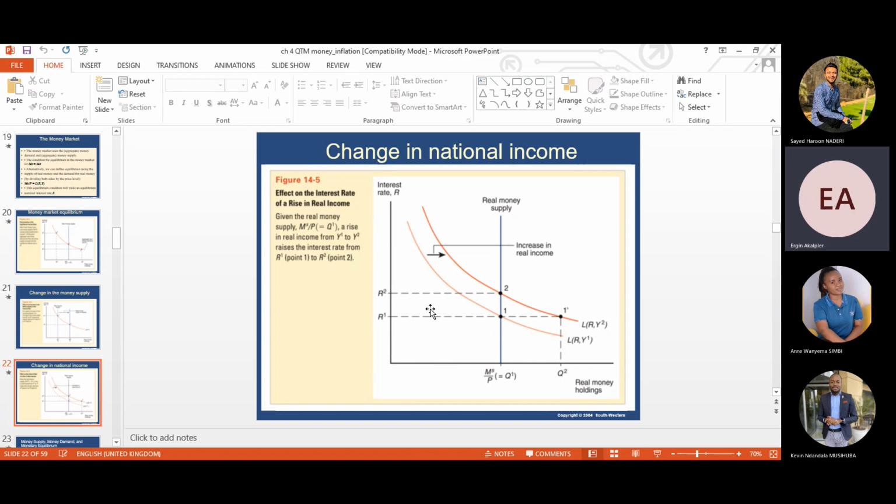Here, given the real money supply, M divided by P, so-called real money supply, a rise in the real income from Y1 to Y2, as you are observing, shifts money demand upward, moving away from the origin, and raises the interest rate from R1 to R2, as mentioned to you. As a result of this income increase, the interest rate is supposed to be enlarged, and real money supply is also expected to increase.